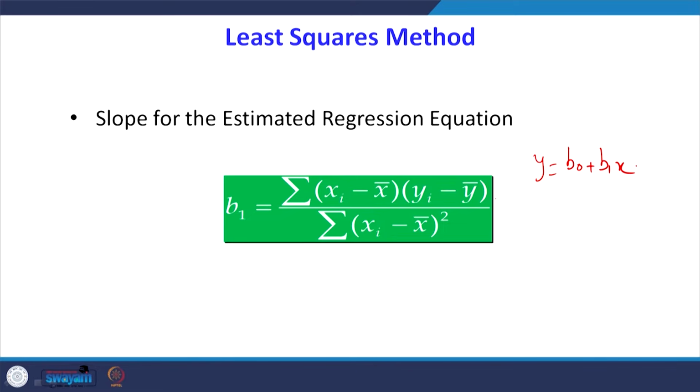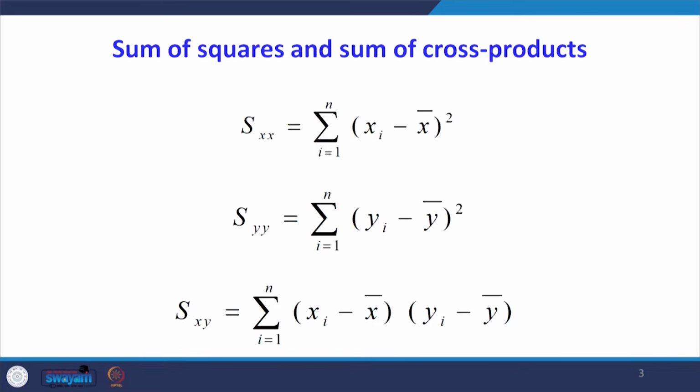The slope is covariance divided by variance. We know the formula for covariance is sigma of x minus x bar multiplied by y minus y bar divided by n minus 1, and the variance is sigma of x minus x bar whole square divided by n minus 1. Because n minus 1 is the same in the numerator and the denominator, when you cancel it, the remaining formula is sigma of x minus x bar into y minus y bar divided by sigma of x minus x bar whole square.